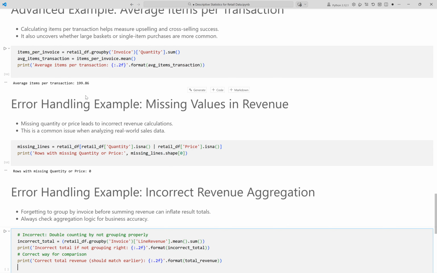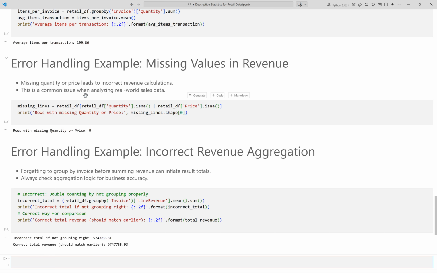Running the cell now. The output highlights a common error in revenue aggregation: taking the mean revenue per invoice and then summing it, which drastically underestimates the total revenue at $524,789.31 instead of the correct $9,747,765.93. Notice how improper grouping distorts the total, emphasizing the lesson's point to carefully verify aggregation logic aligns with the business question. This reinforces why grouping by invoice before summing is crucial to avoid misleading results. Tip: imagine how this mistake could affect revenue reporting to executives.